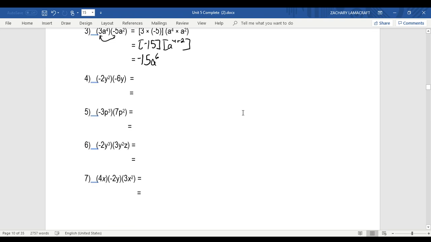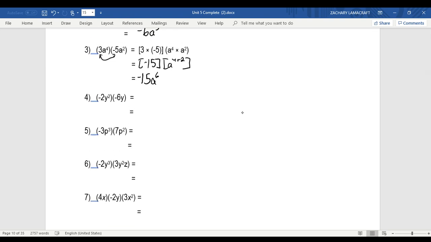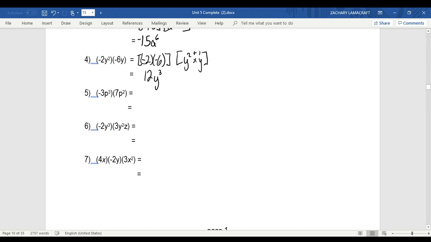If we just continue on with our trend here, we're going to do the exact same thing we just did. So we're going to multiply the negative 2 by negative 6, and we're going to have our y squared times y. And remember, we're just adding those exponents there. So negative 2 times negative 6 is 12. And then y squared times y, or 2 plus 1, giving us the answer of y to the 3. So 12y to the 3 would be our answer there.